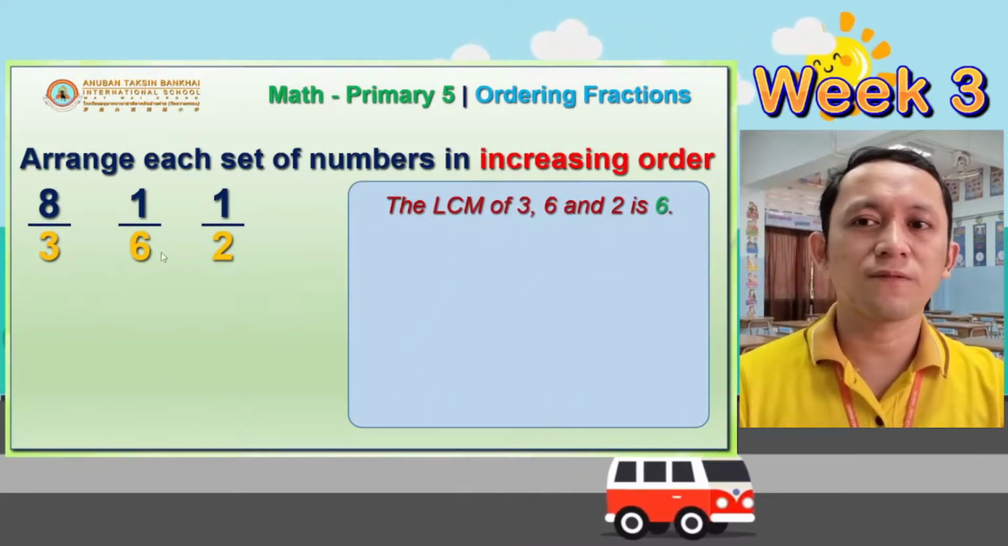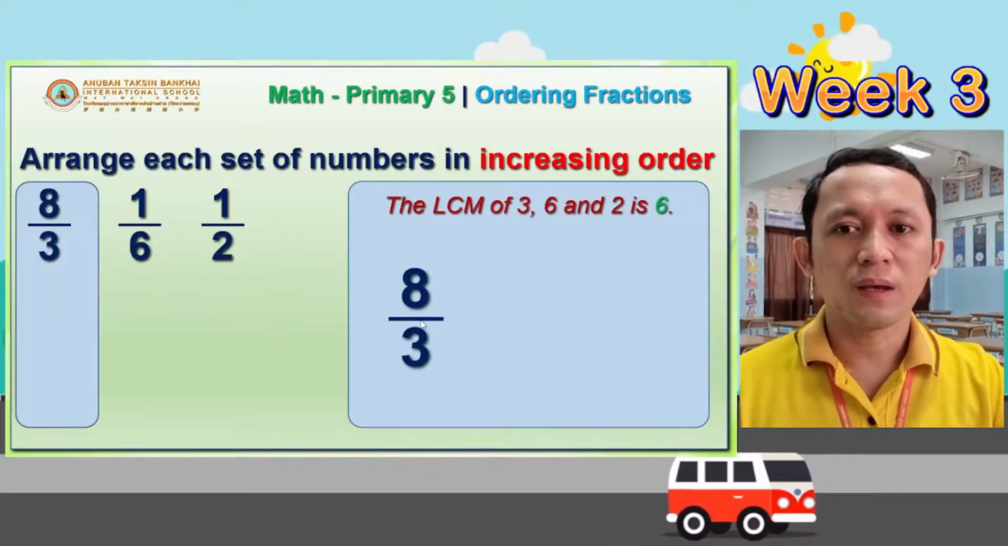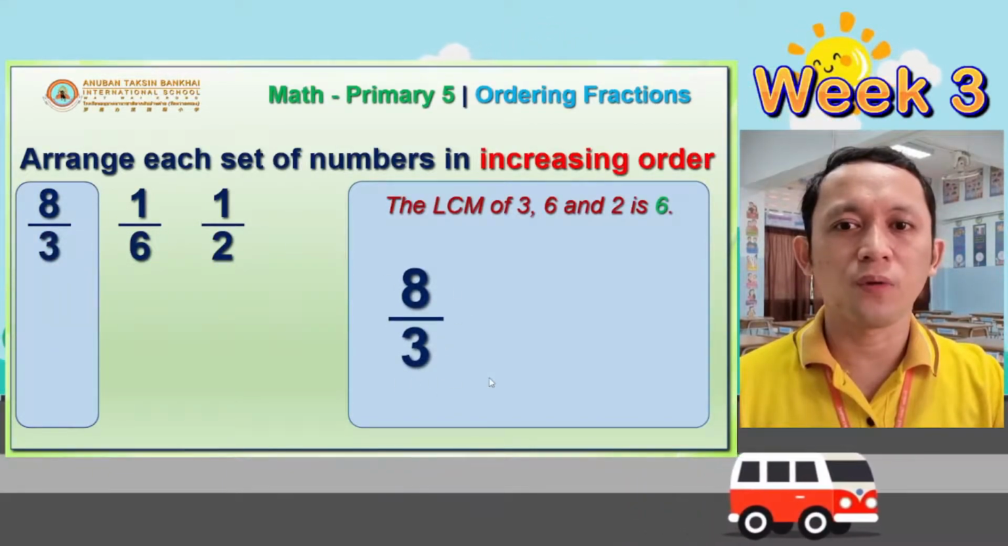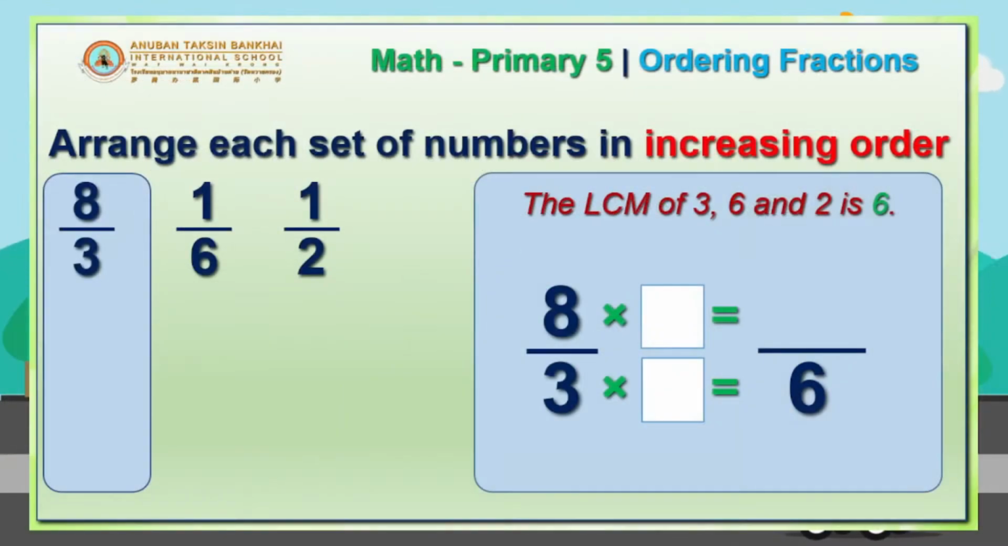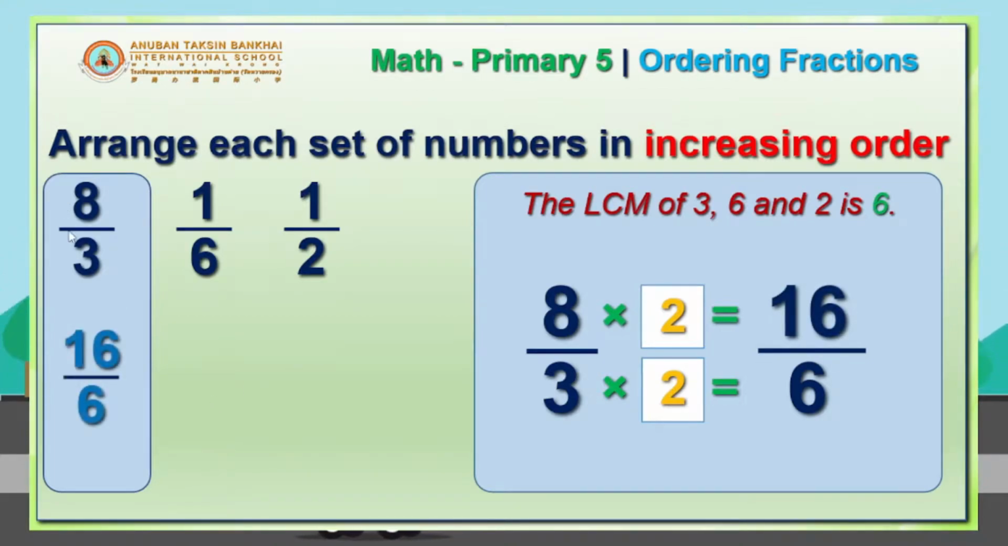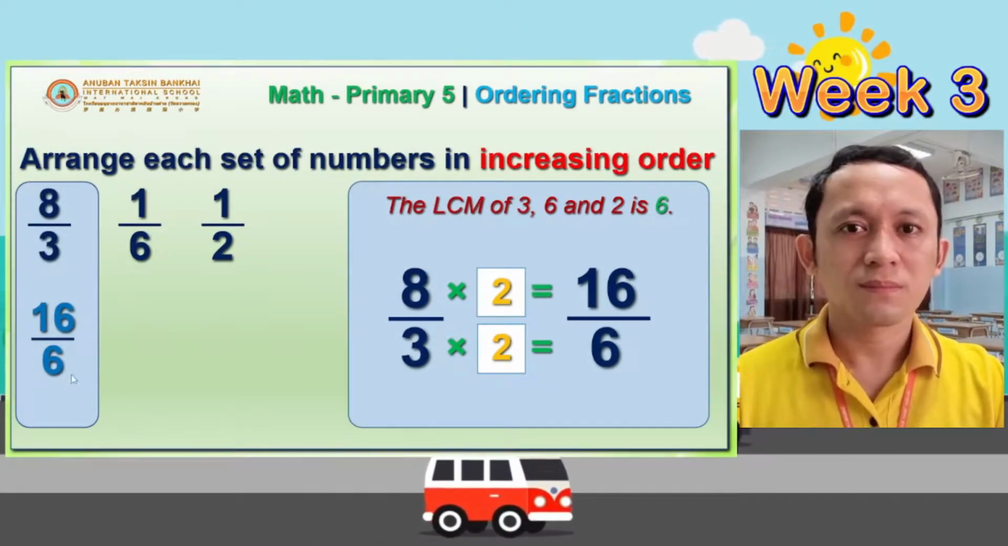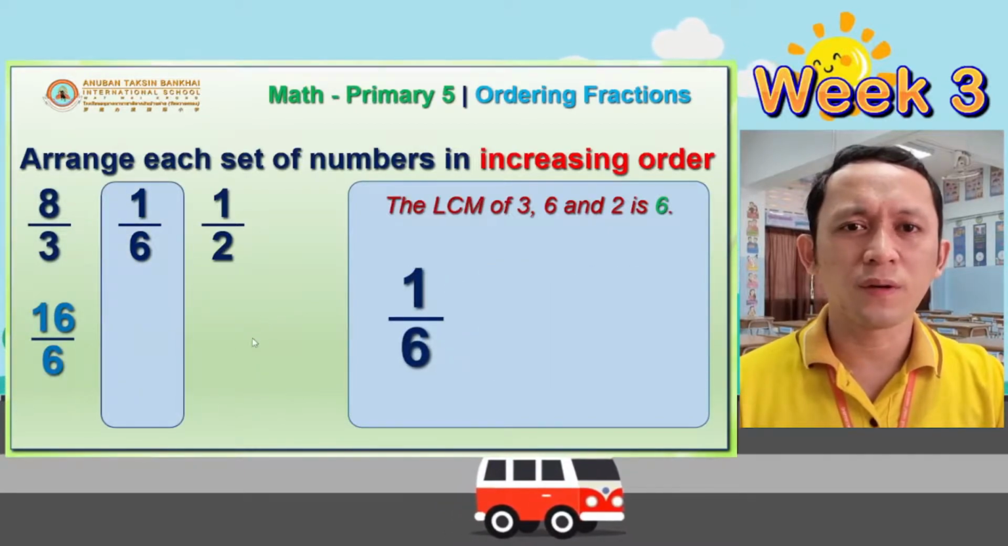Now let's start first with 8 over 3. Our denominator is 3, so we need to multiply 3 to make it 6. 3 times blank is equal to 6, so we multiply it by 2. 3 times 2, we have 6. And of course, our numerator, 8 times 2, we have 16. Therefore, 8 over 3 is equal to 16 over 6. Next, let's have 1 over 6.